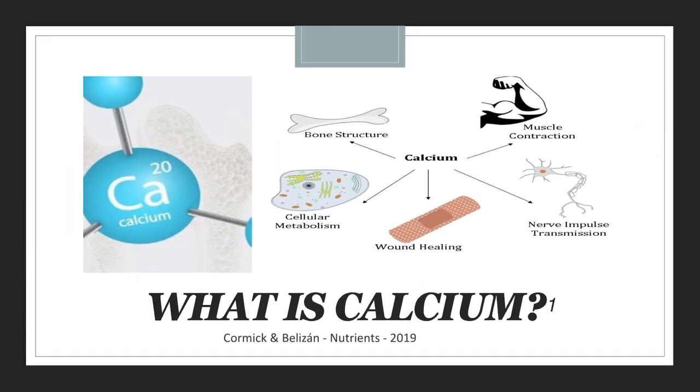First, what is calcium? Calcium is the fifth most abundant mineral in the body, and over 99% of it is stored in bone tissue. Although only 1% of the calcium is found in the blood and soft tissues, it performs the most critical functions. Calcium plays a role in different functions in the body, such as building and strengthening bones and teeth. That's why bone health depends on dietary calcium intake for bone structures. Muscle contraction, nerve impulse transmission, wound healing, cellular metabolism.